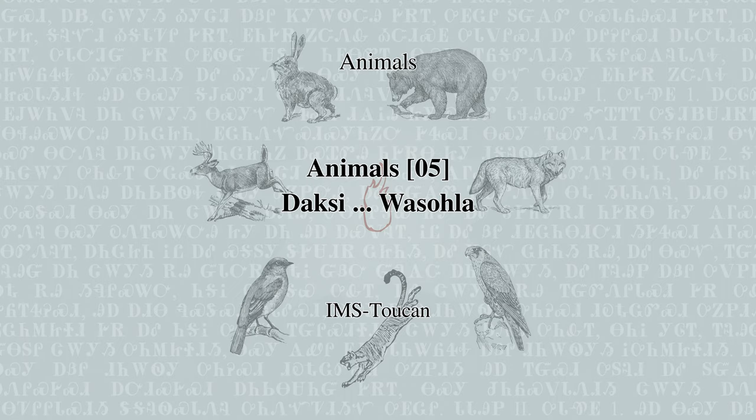Translate. Daksi. A terrapin turtle, a padlock, or a doorknob. Terrapin turtles, padlocks, or doorknobs. Translate. Dalala. A woodpecker. Woodpeckers. Translate. Haladu. A cricket. Crickets. Translate. Jinegu. A mole. Moles. Translate. Dameha. A bat. Bats.